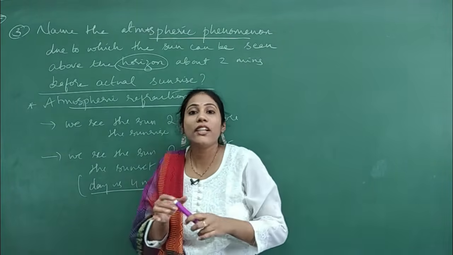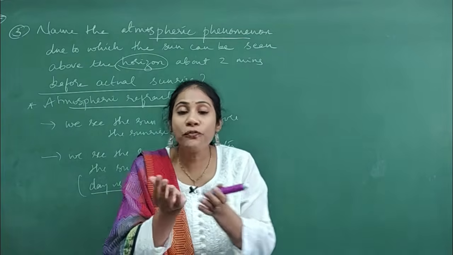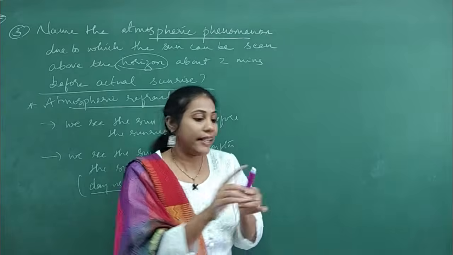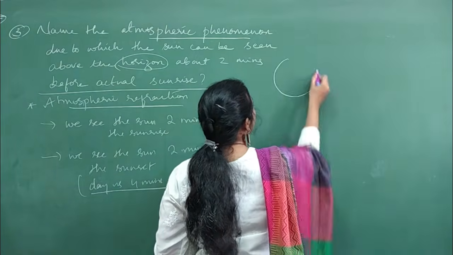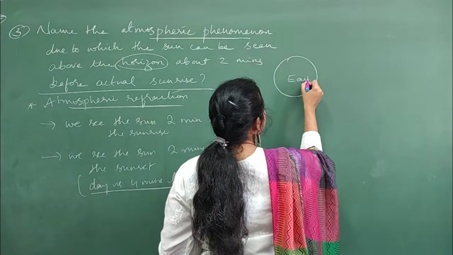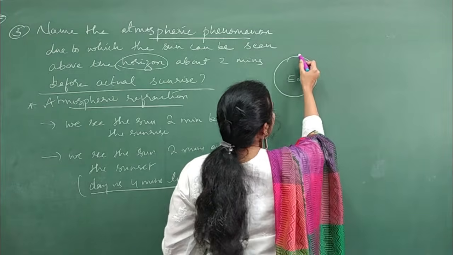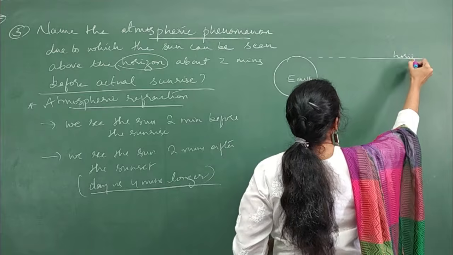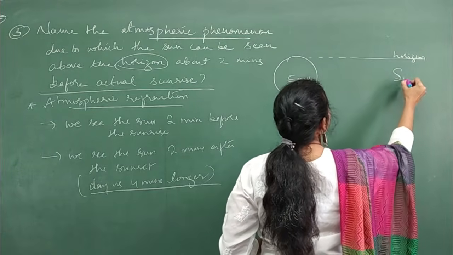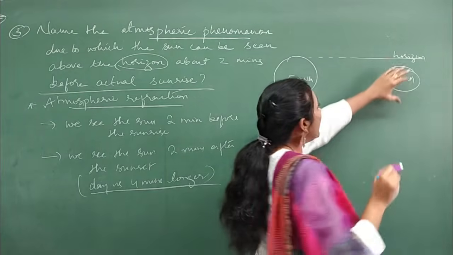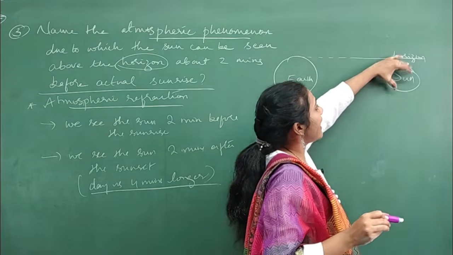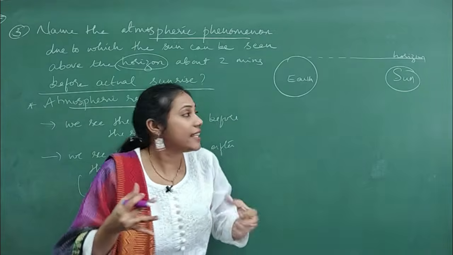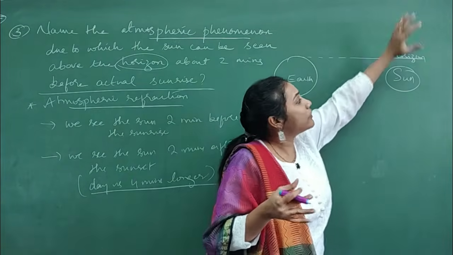So that is what we call horizon. We see the sun whenever the sun is coming out of the horizon, right? Imagine this is your earth, and somewhere here, this is your horizon. So the sun is here. You will see the sun whenever the sun comes above the horizon. If you want to see the sun from your eyes, the sun must come above this horizon.